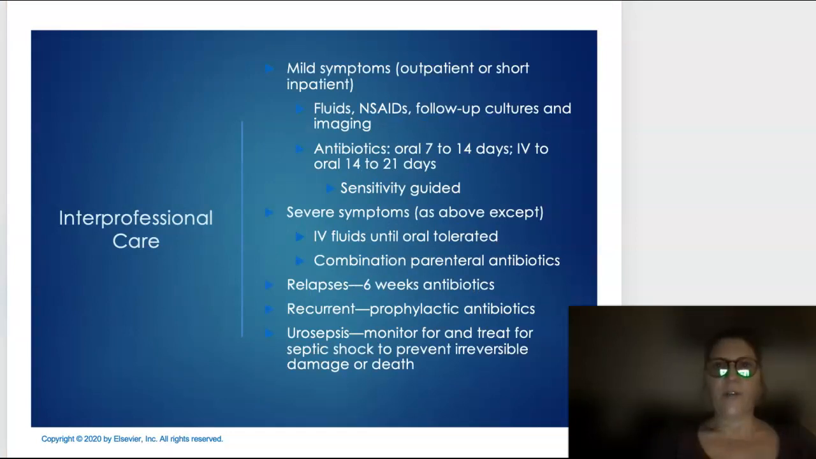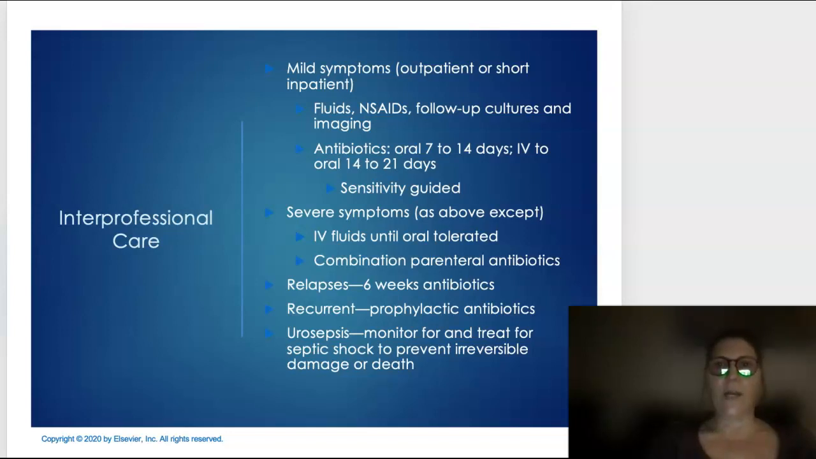So interprofessional, if they have mild symptoms, it's going to be outpatient or a very short inpatient, where we're going to give them fluids, NSAIDs, some follow-up cultures and imaging. The antibiotics might be 7 to 14 days. IV to oral, 14 to 21 days, and it's guided, of course, by the sensitivity. Severe symptoms will be IV fluids until orals can be tolerated because the nausea and vomiting is so bad.